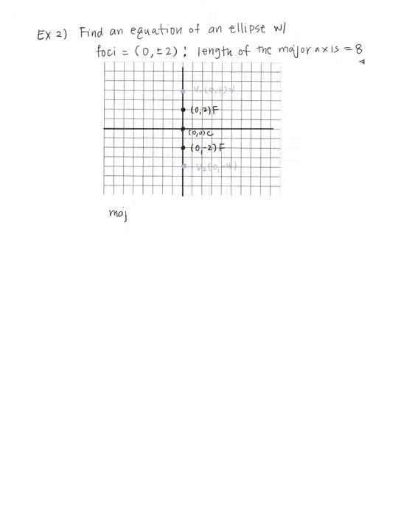So the major axis is parallel to the y-axis. Well, in fact, it is the y-axis. So that implies that we're going to have to use equation number 2, which is (x - h) squared over b squared, plus (y - k) squared over a squared, equals 1. Again, a is always going to be bigger than b for the ellipse.